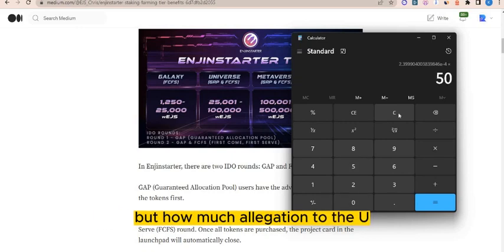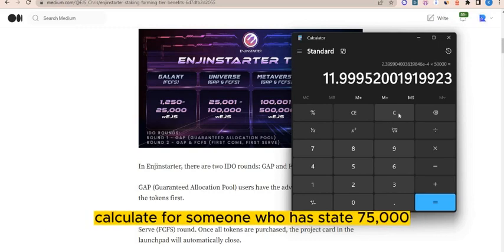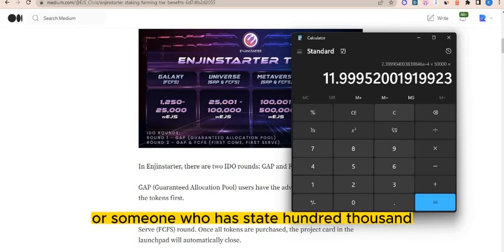But how much allocation does the user who staked 50,000 tokens get? His allocation should be 11.99. Likewise, you can calculate for someone who has staked 75,000 or someone who has staked 100,000.